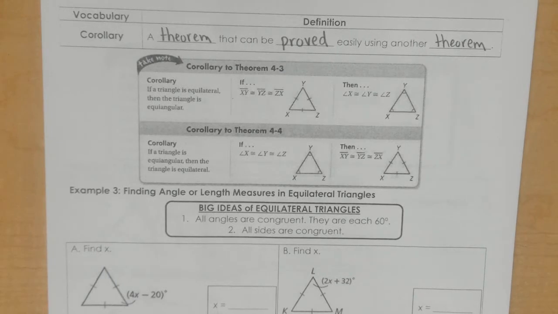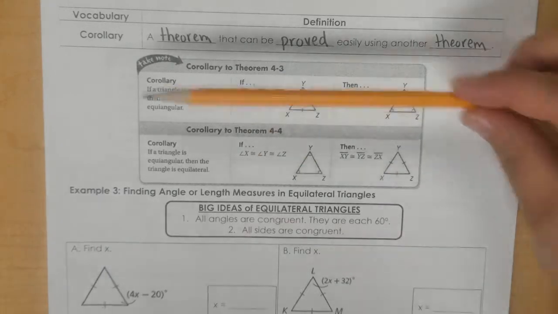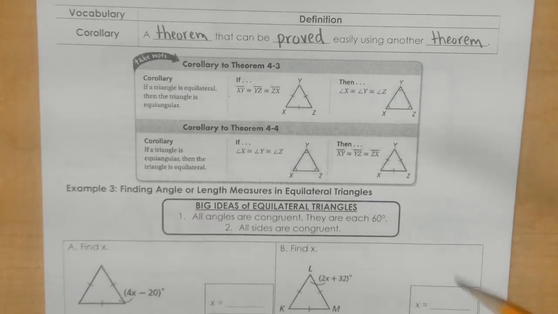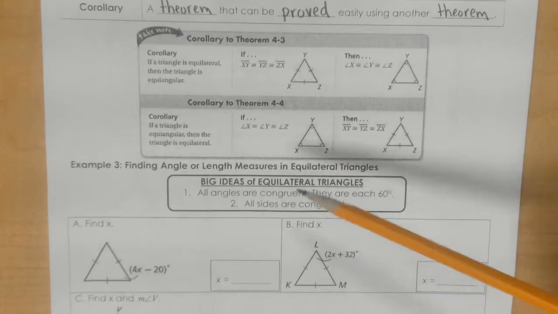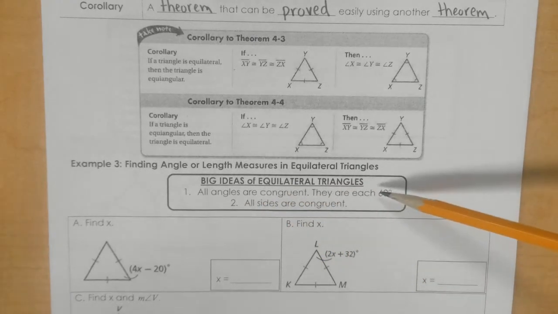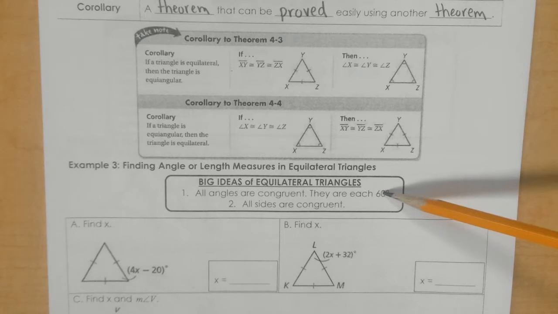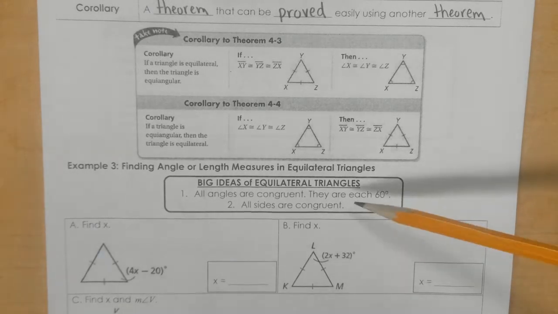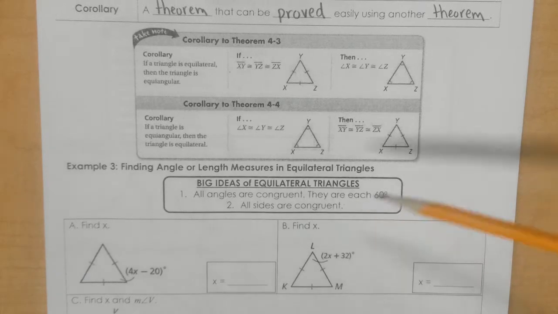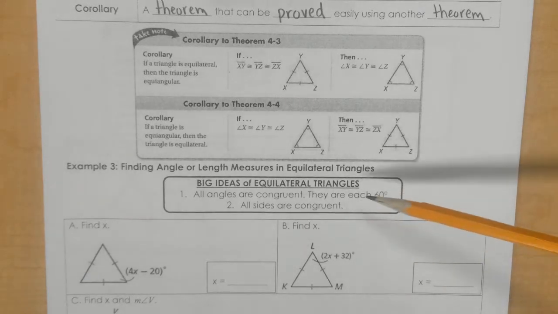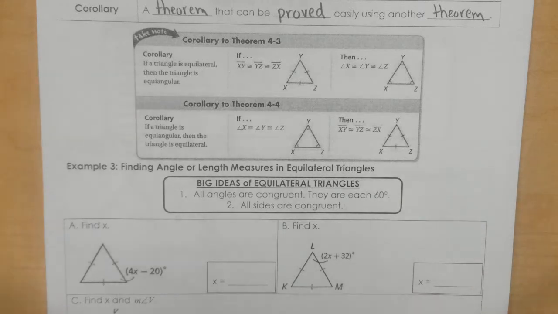Okay, for example 3, this part of the notes here is all about the equilateral triangle. And I wrote in here some big ideas. One, all angles are congruent, which means they all are 60 degrees, because 180 divided evenly 3 ways is 60 degrees. For number 2, all sides are congruent. If you know these two things about equilateral triangles, you should be able to solve any problem that you are given with equilateral triangles.